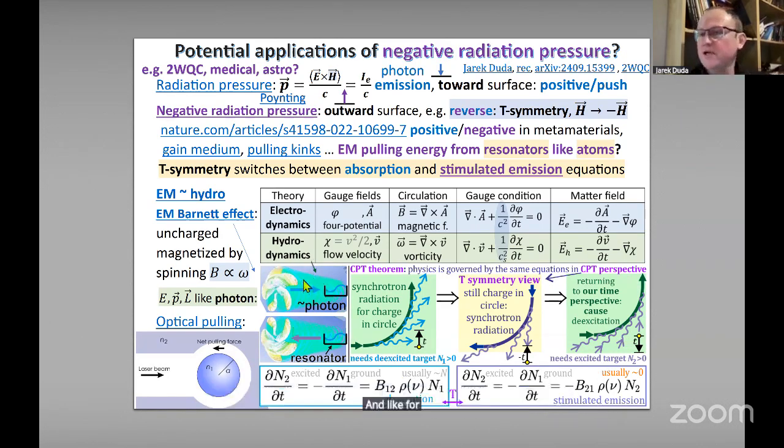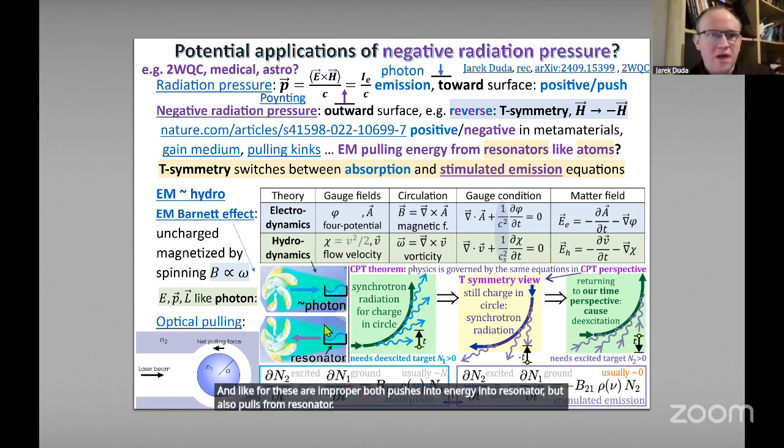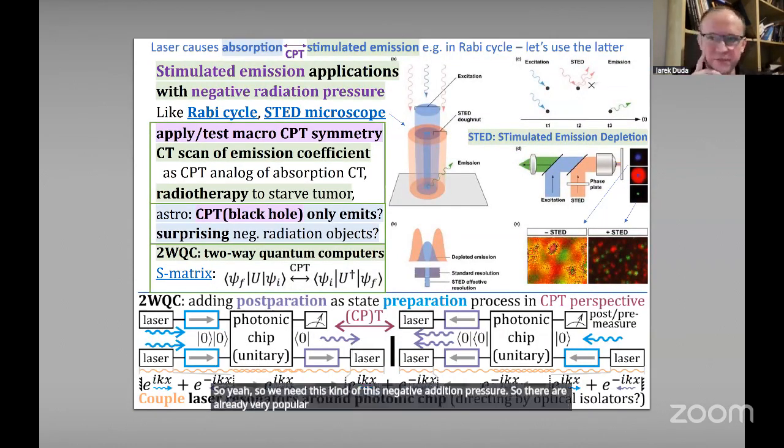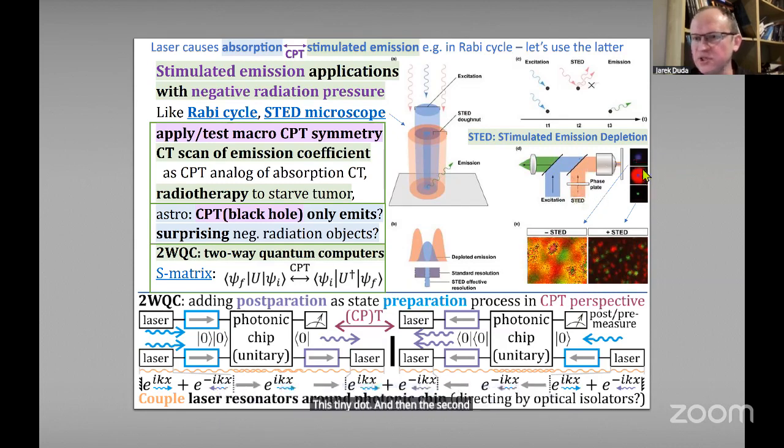Like for this marine propeller, it both pushes energy into the resonator, but also pulls from the resonator. So I need this kind of negative radiation pressure. There are already very popular applications of stimulated emission, for example STED, stimulated emission depletion microscopy. It uses two lasers. One excites this tiny dot, and then the second laser causes de-excitation in this donut, getting finally an even smaller dot, improving the resolution of this microscope. So it uses stimulated emission, but with positive radiation pressure. I would like to have a negative radiation pressure version.